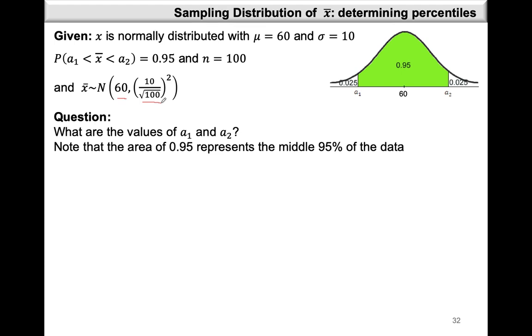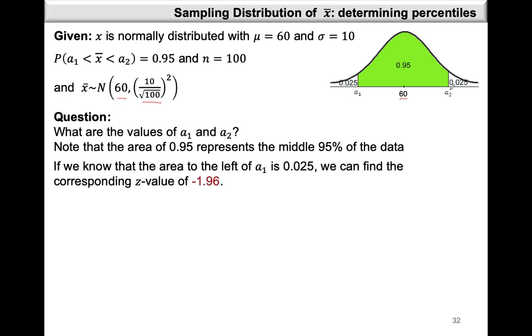So from the graph, we can see that the mean of X bar is 60 and the values of A1 and A2 are placed such that 0.95 represents the middle 95% of the data. So that means that the area to the left of A1 is 0.025 and that is equal to the area on the right of A2, which is also 0.025. So in order to find A1, we need to know the area to the left of A1, and we can see from the graph that that is 0.025.